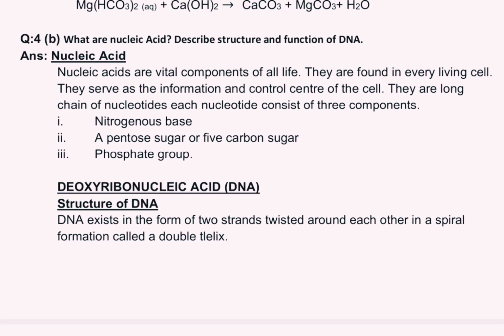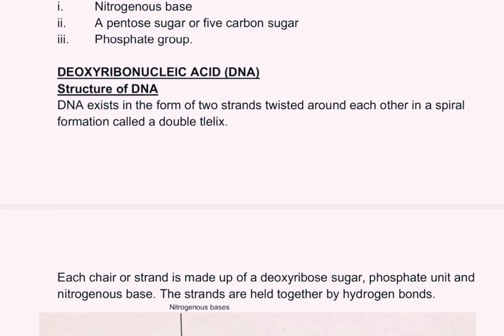Then the next question here is, what are nucleic acids? Describe structure and function of DNA. So nucleic acid, the definition is there. It's a complex organic compound which is present in your DNA and RNA. They have nucleotides, they have long chains through which they're formed, and the basic three components here are nitrogenous base, pentose sugar, that pentose sugar is a 5 carbon sugar structure, and phosphate group. And describe the structure and function of DNA, so you have to define it as well.